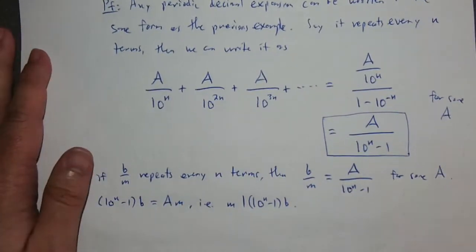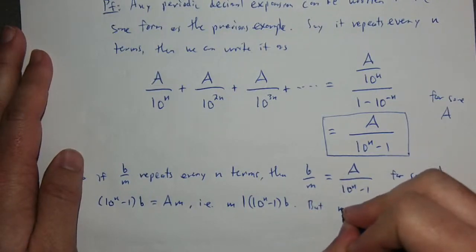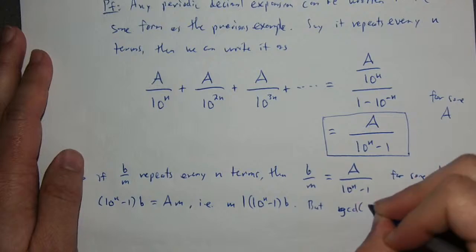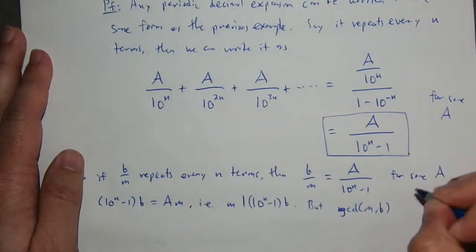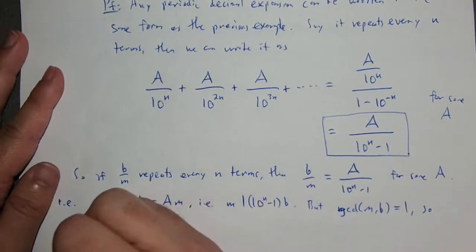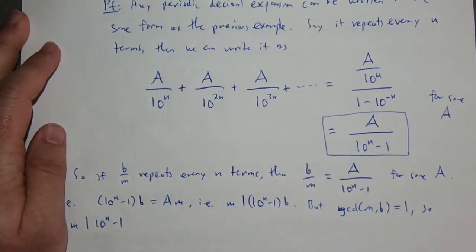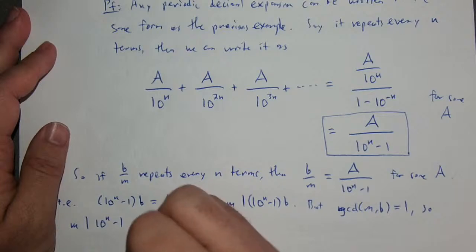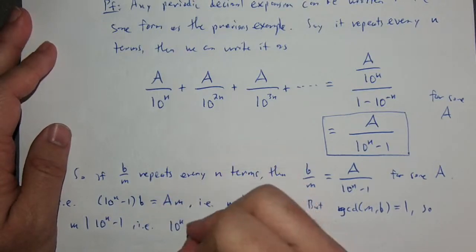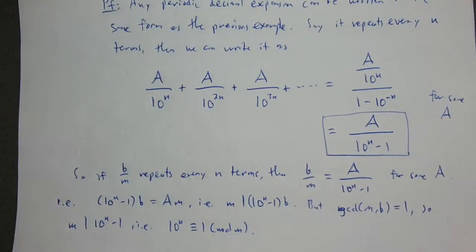You see where I'm going with this. But the GCD of m and b is assumed to be 1. So if m divides this product, it actually has to divide 10 to the n minus 1. That is, 10 to the n is congruent to 1 mod m.